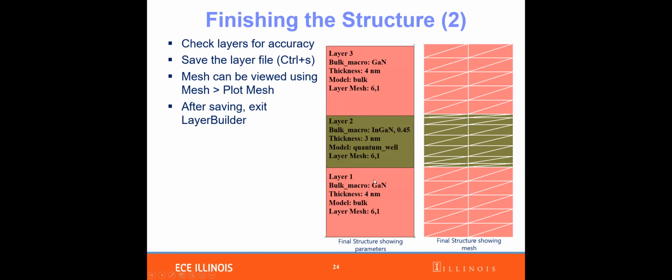So in the first layer, we have bulk macro gallium nitride with a thickness of 4 nanometer. We have the second layer, which is indium gallium nitride with indium mole fraction of 0.45. And this layer has a thickness of 3 nanometer. And we are applying the quantum well model to the second layer. And on top of it is the same gallium nitride quantum barrier as the first layer.